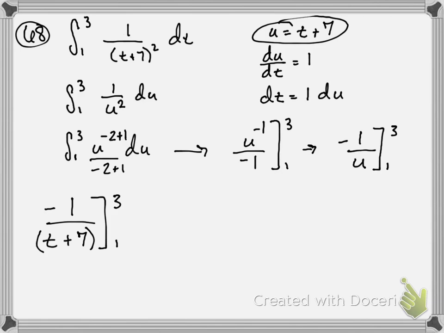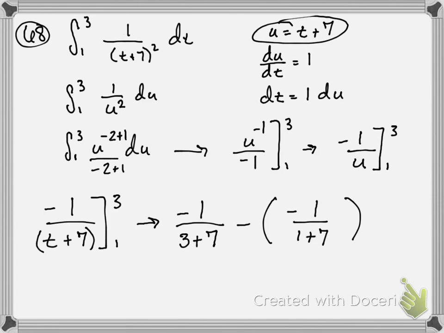Okay, f of b minus f of a. So this becomes negative 1 over 3 plus 7 minus negative 1 over 1 plus 7. Okay, so what is that? Negative 1 over 10 plus 1 over 8? Is that correct? Okay, so now you got to get some common denominators.